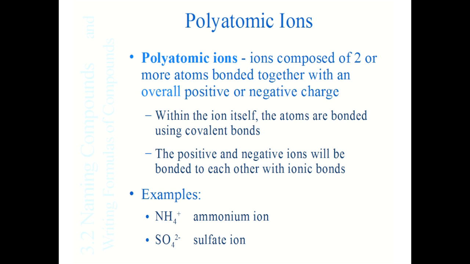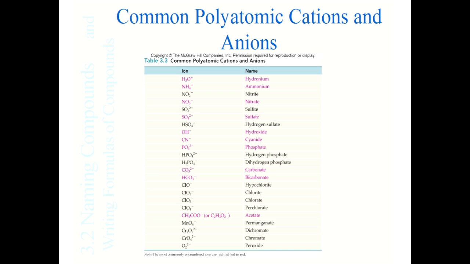SO4 2-. Sulfate. That is the sulfate ion. There is a chart in your book that looks like this. H3O plus, hydronium. NH4 plus, ammonium. NO2 minus, nitrite. NO3 minus, nitrate. Okay? So these are the names of the polyatomic ions.